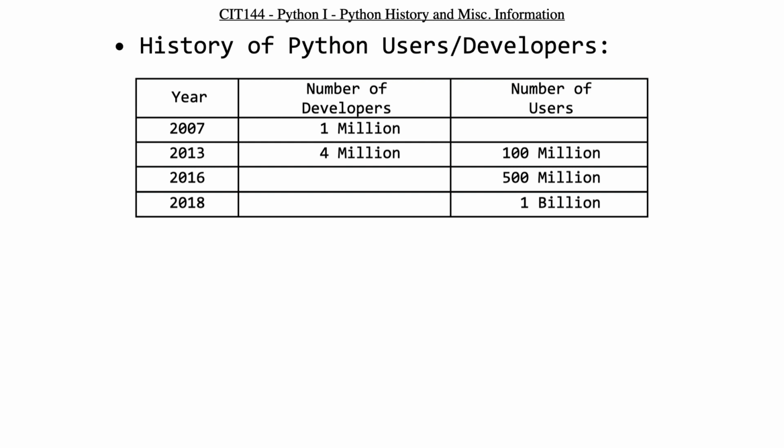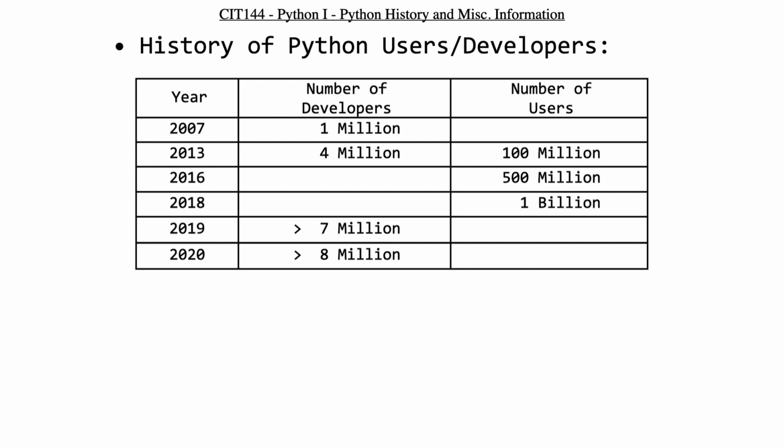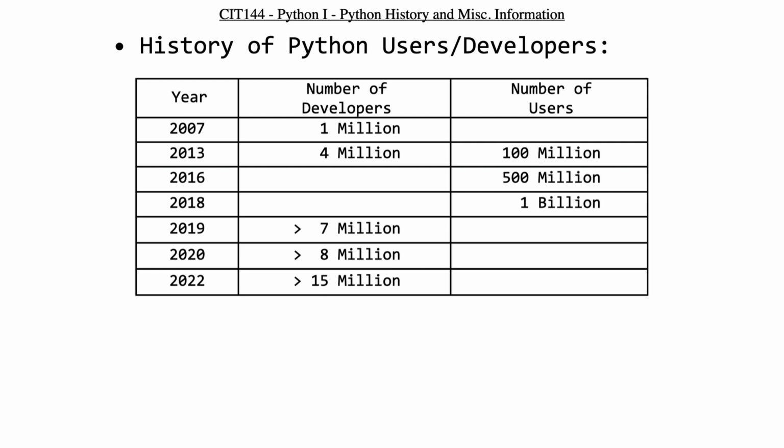And then in 2019, they said that the number of developers exceeded 7 million. A year later, in 2020, the number of developers exceeded 8 million. A couple years past that, they said that it was 15 million. So those are all the data points I could get. I'll probably go back and try to get more detail, but that's what was available to me right now.